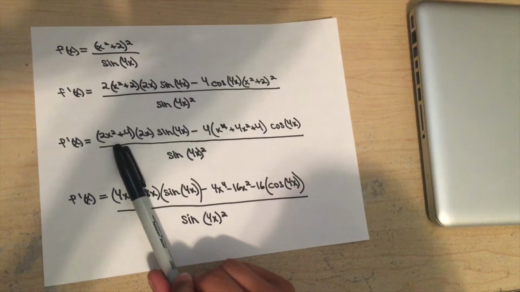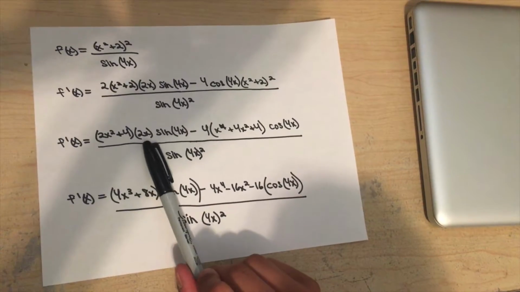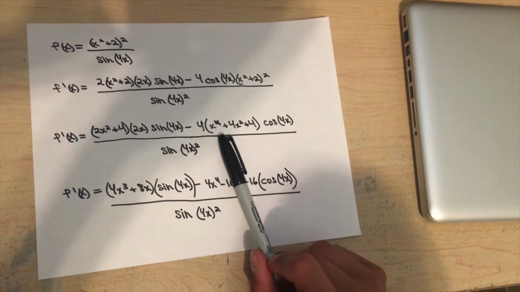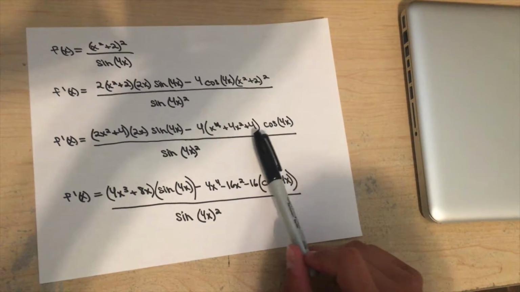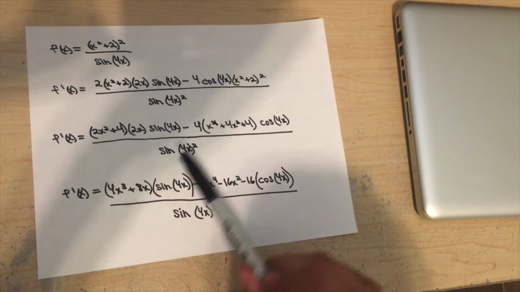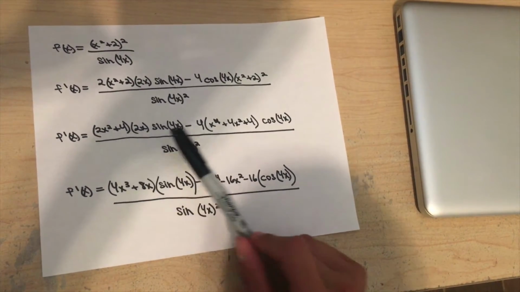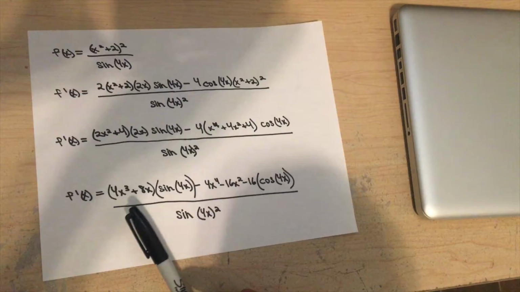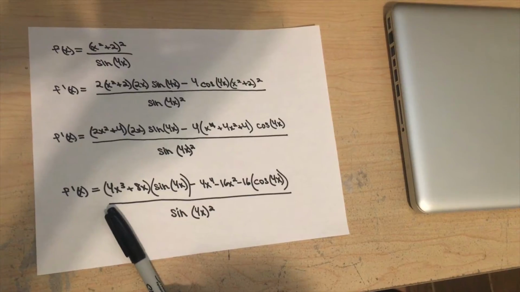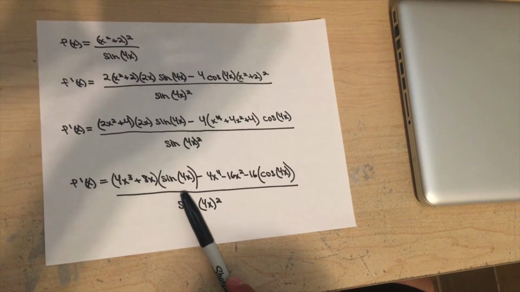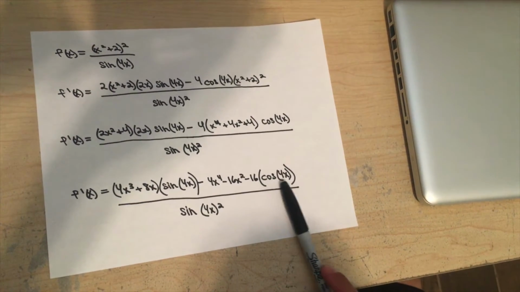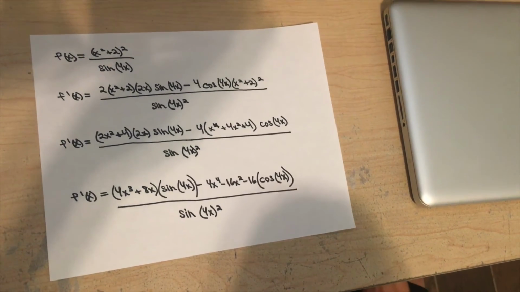So when you simplify, you would get 2x squared plus 4 times 2x times sine of 4x minus 4 times x to the 4th power plus 4x squared plus 4 times cosine of 4x, all over the sine of 4x squared. And you further simplify by multiplying the binomials, and your answer would be 4x squared plus 8x times the sine of 4x minus 4x to the 4th power minus 16x squared minus 16 times the cosine of 4x, all over sine 4x to the 2nd power.